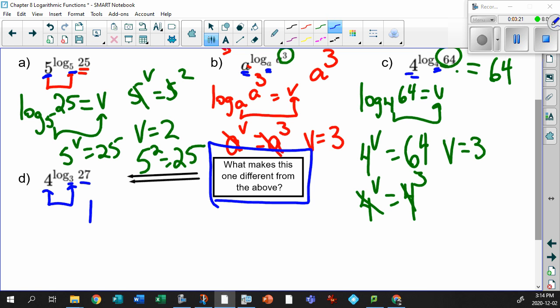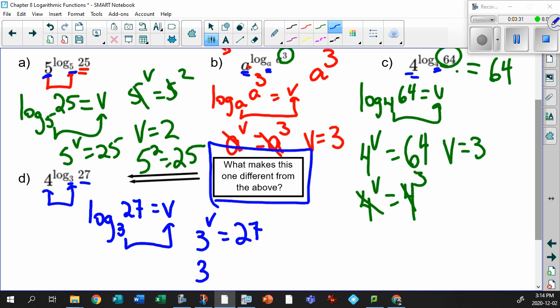Okay, so let's just do it the long way. Log base 3 of 27 equals v. 3 to the power of v has to equal 27. Of course, 3 to the v then would be 3 cubed, so v would equal 3. So this is 4 to your answer, which is 3. 4 to the power of 3, right? 4 times 4, 16 times 4. Your answer here is 64. Isn't that interesting, hey? I like that question. Makes you think a little bit more, doesn't it? Okay, so let's keep on going then.